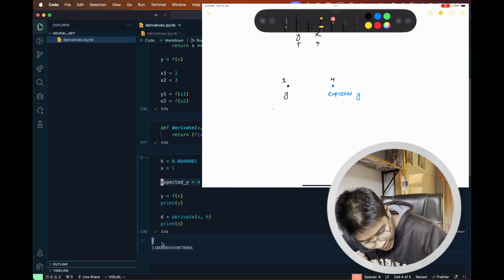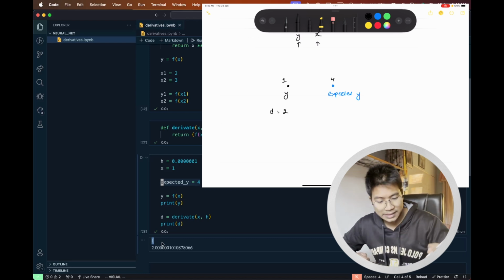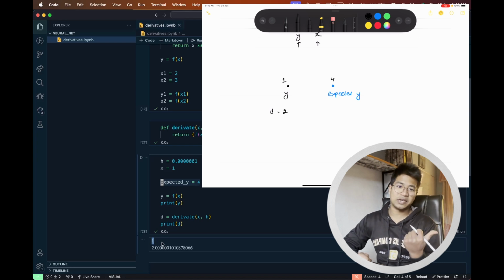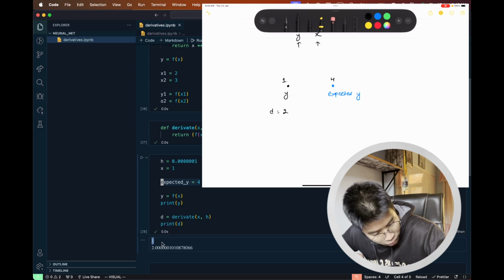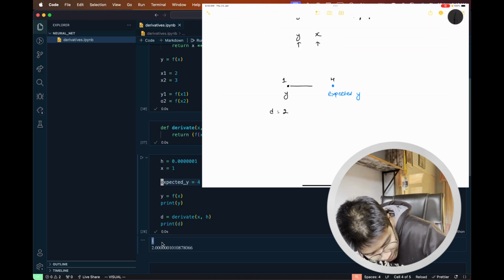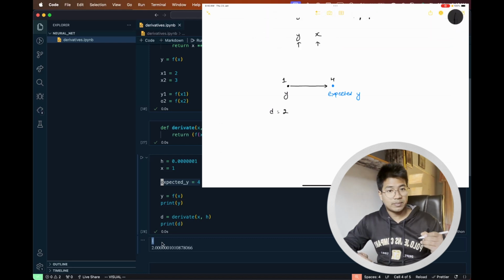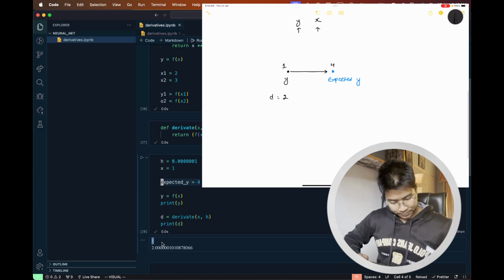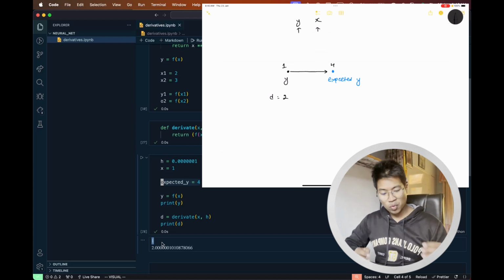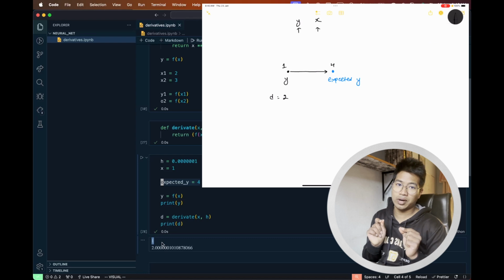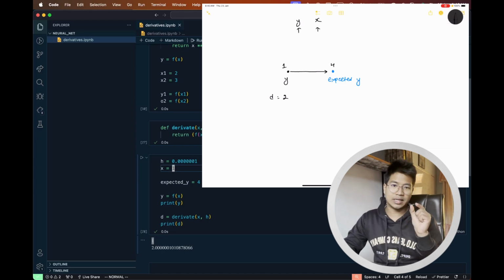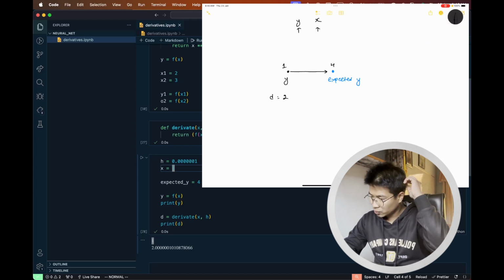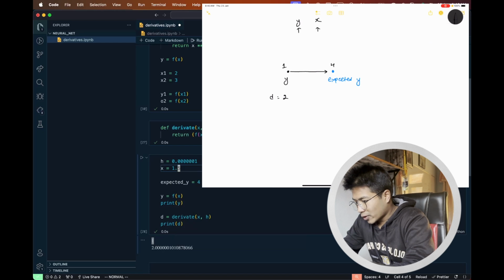Does that make sense? And over here, the derivative we found was a 2. This means that if I increase my x value, this y value will also increase, and so it will reach that expected y value. Does that make sense? Okay. Now, what do we have to do? We have to increase our x. Okay, so let's increase our x. Let's make our x a little bit of a step to the right side, which is 1.5.